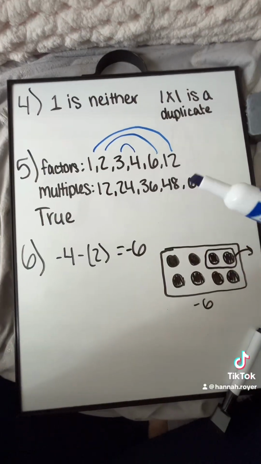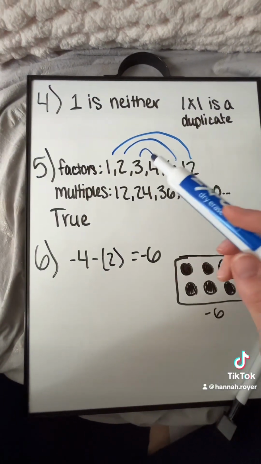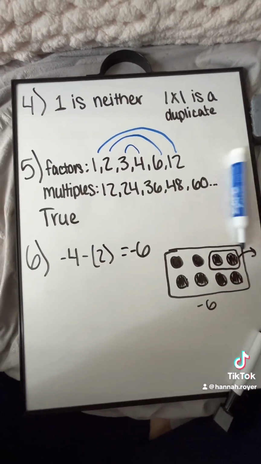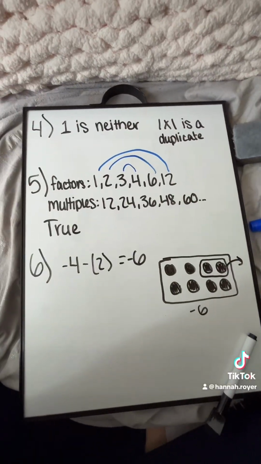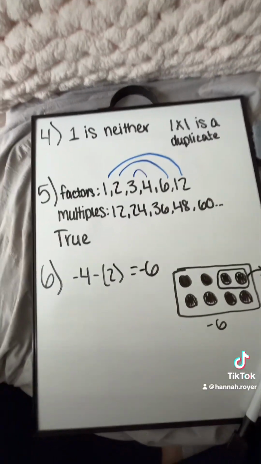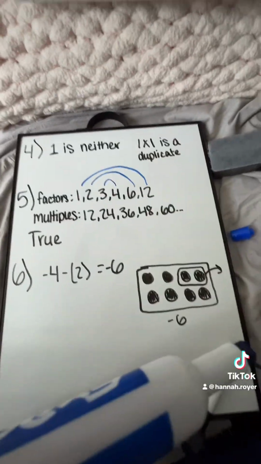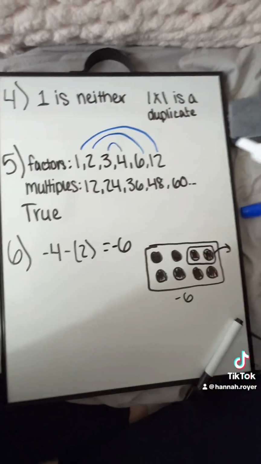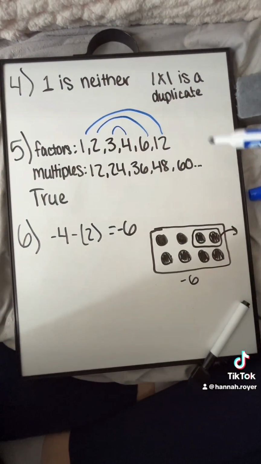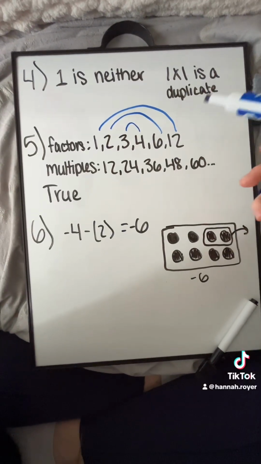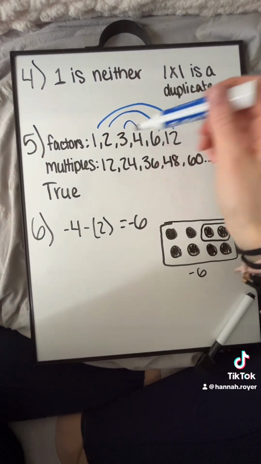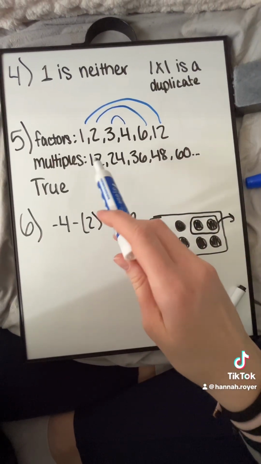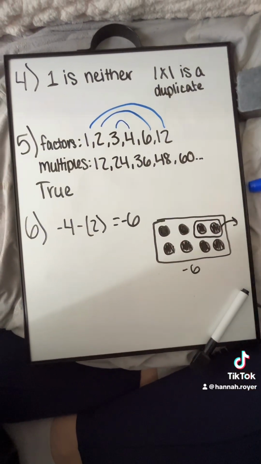For number 5, I said the factors of 12 are 1, 2, 3, 4, 6, and 12, and the multiples are 12, 24, 36, 48, and 60. I said true that every counting number has more multiples than factors, because factors only go up to 12. They can't be higher than 12 because 12 is the number. So it'd be like 3 times 4, 2 times 6, and 1 times 12. It's like a rainbow.